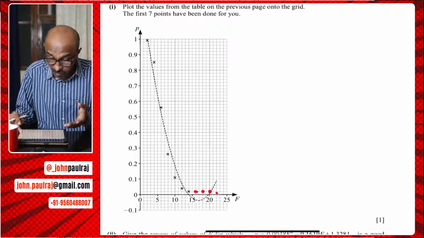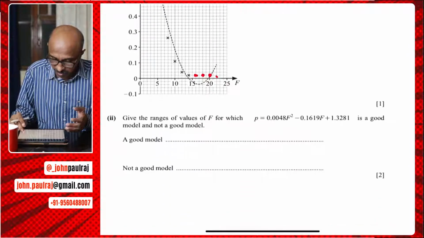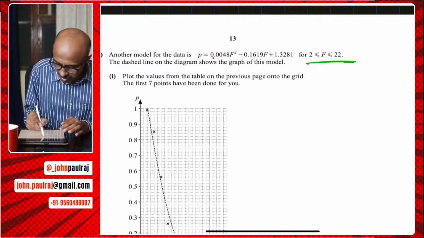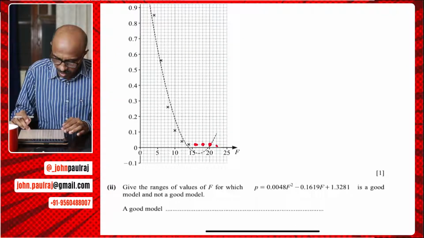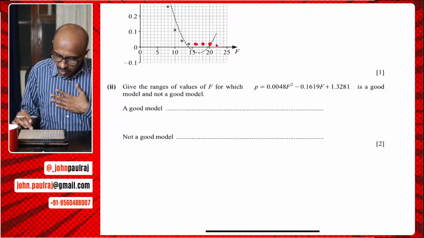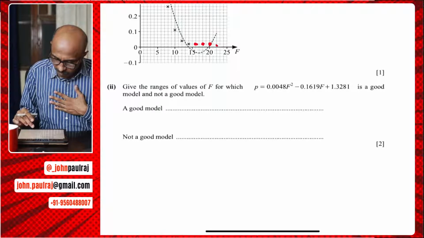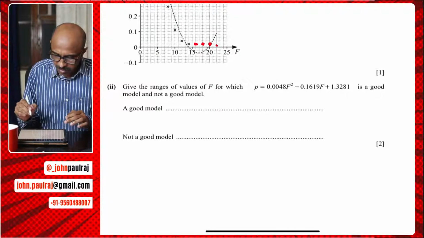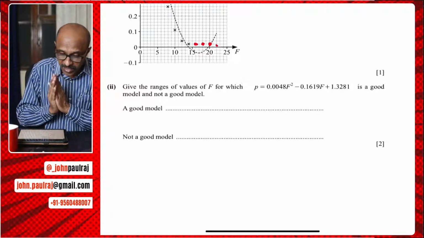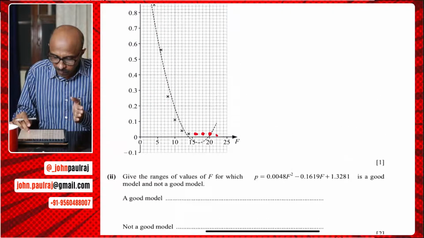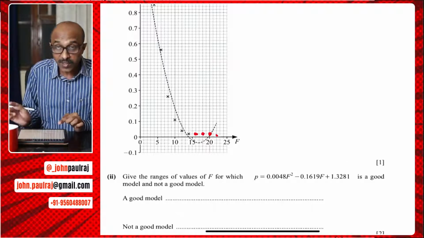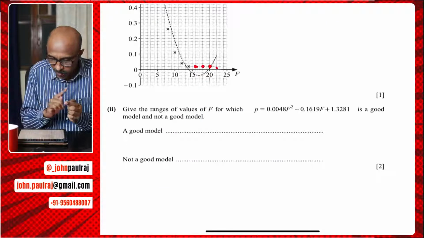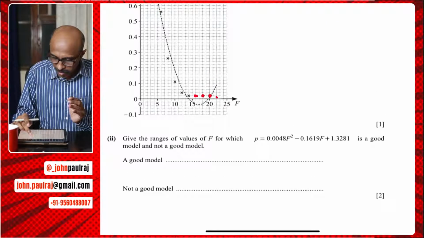Make sure that's 1 point for that. Yeah, make sure you got it right. So that's the data according to this particular curve, this particular model. It's a quadratic model. Give the ranges of values of f for which the quadratic model is a good model and not a good model. The question basically says for what values of f, which is on the x-axis. Remember, f was the flow, and p is on the y-axis. P is the probability. So what values of f does this model seem to be good?